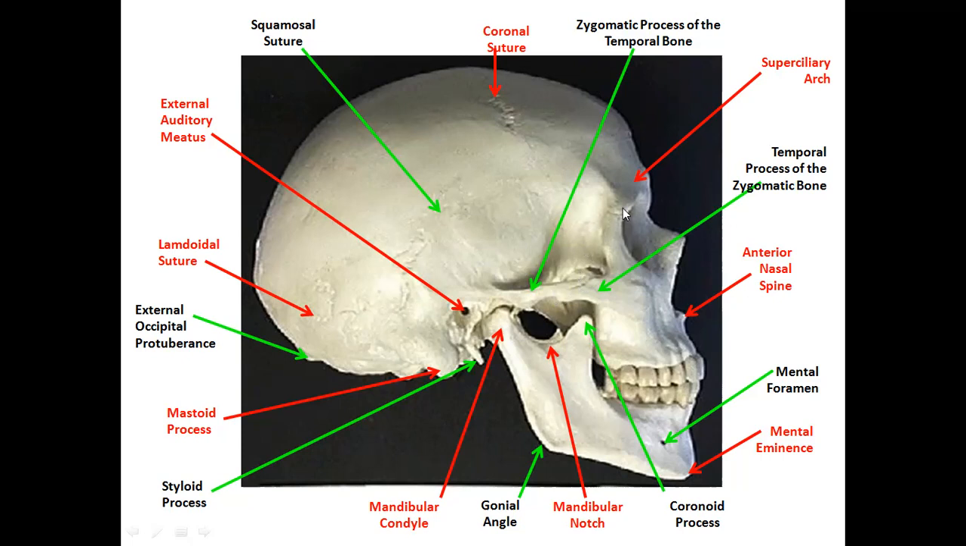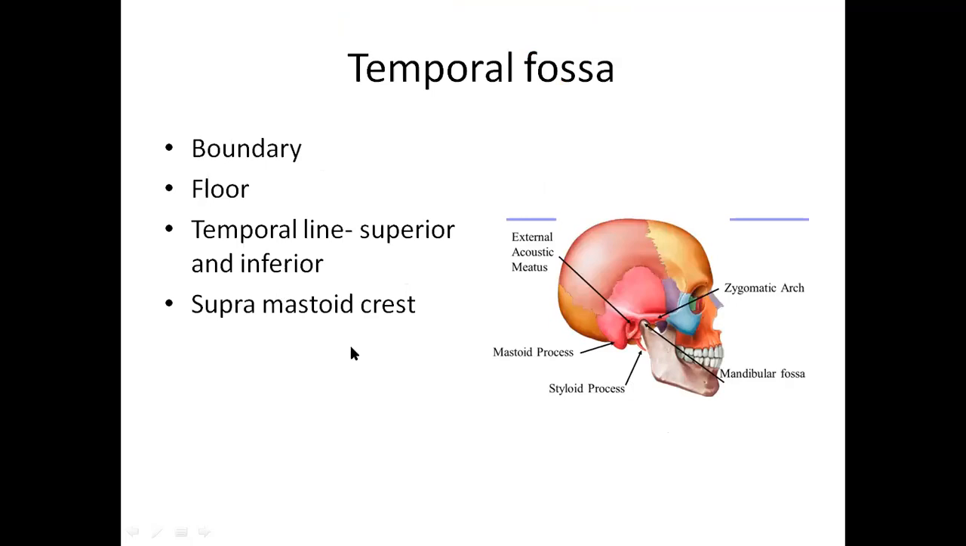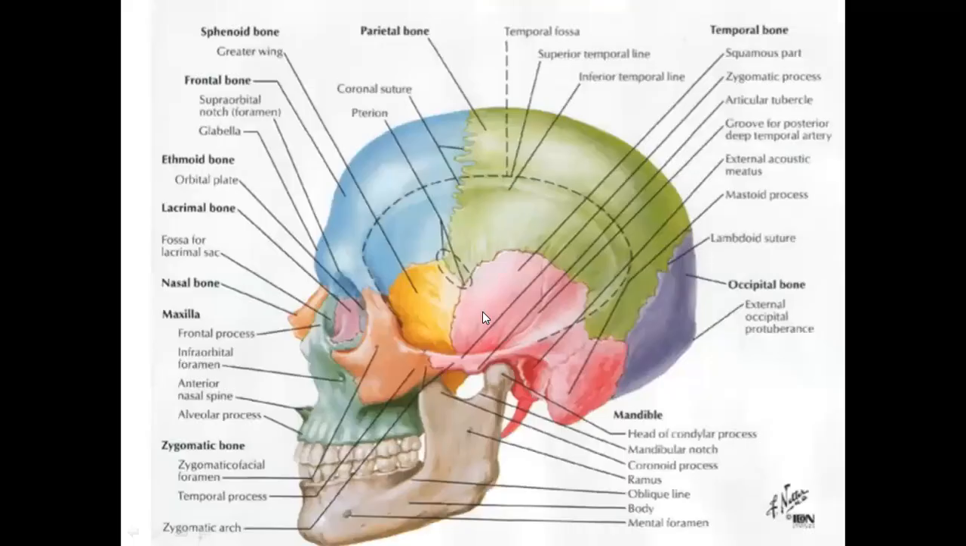Okay, so in the norma frontalis you have already studied the superciliary arch. Now, we have three important fossae when you come across the norma lateralis. The fossae we have are the temporal fossa, infratemporal fossa and pterygopalatine fossa. Now coming to the temporal fossa, I said this is our zygomatic arch, and the area you see superiorly is all temporal fossa. We will see the boundaries, the floor, the temporal lines and the supramastoid crest. Now, this is the lateral view of the skull bone.